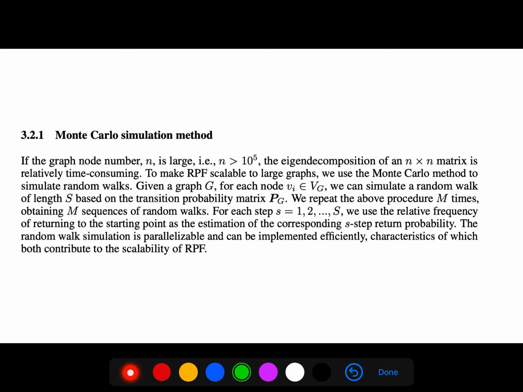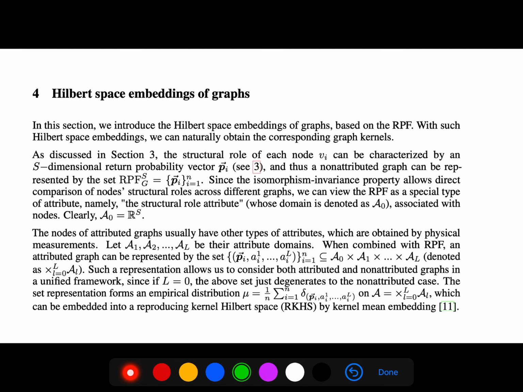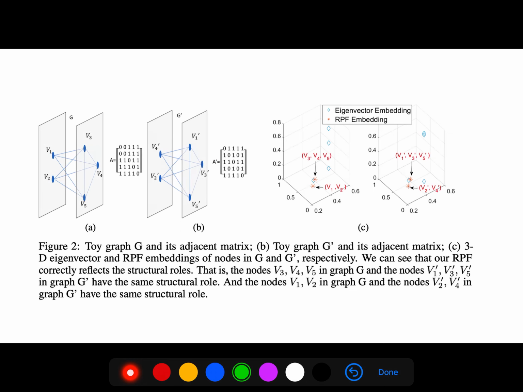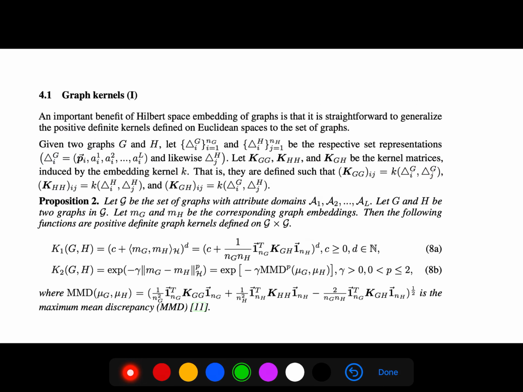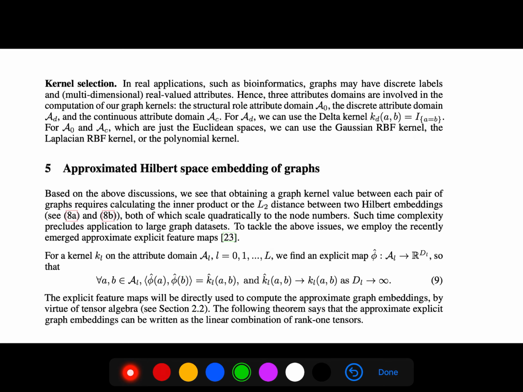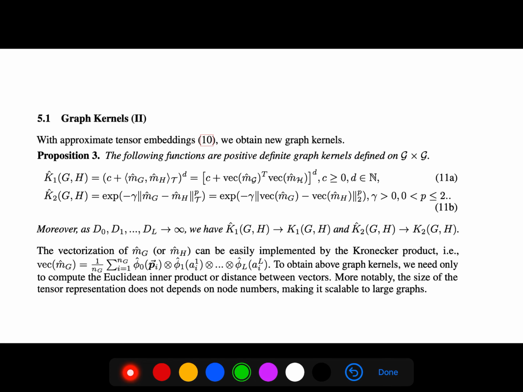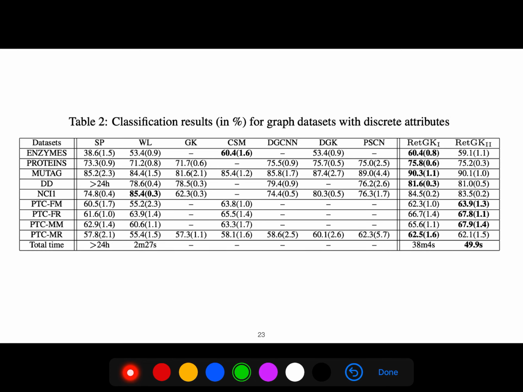To make it scalable to large graphs, we use a Monte Carlo method to simulate random walks. And also Hilbert space representations of that and some properties of them, and approximating Hilbert space embedding of graphs. And we do it for different datasets.